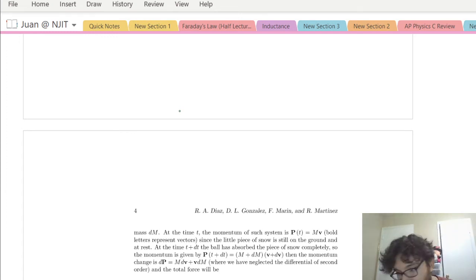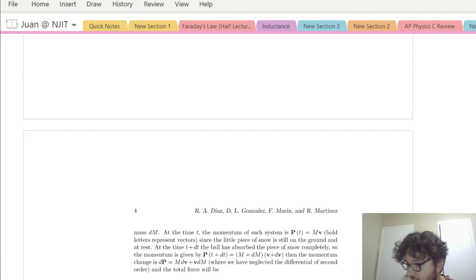Okay, I'm not sure about that. I've never seen that kind of thinking in calculus before. I guess it makes sense, right? You're thinking in infinitesimal terms. You're adding an infinitesimal amount of snow mass for an infinitesimal period of time. And the v plus dv, I'm not sure about that.